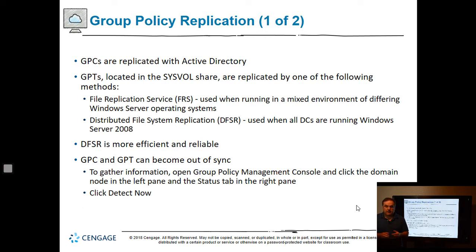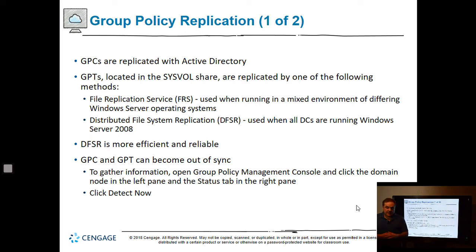So, file replication service is used when running in a mixed environment when you have 2008 or older domain controllers. But if you have a 2012 or newer, that's all using distributed file system to replicate the data back and forth. DFSR is far more efficient and reliable. Now we're going to do a lot of DFSR type stuff in our 288 class, but we're going to touch on it here as well.